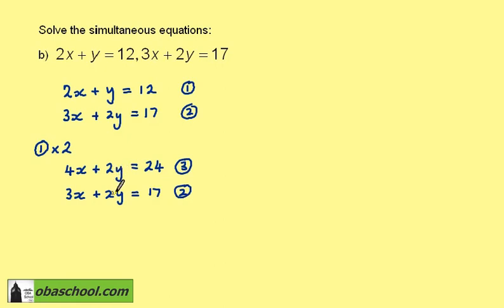We now have the same number of y's. The signs are the same, and therefore same, subtract. If we do equation 3 take away equation 2, 4x take away 3x is just 1x. The y's, of course, will disappear, and 24 take 17 is 7.